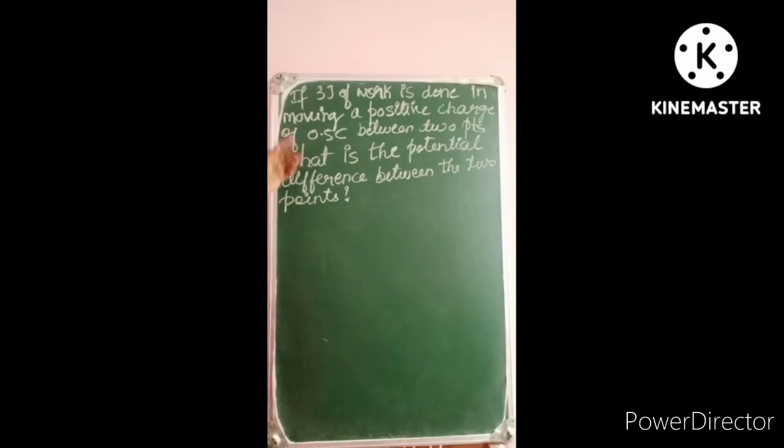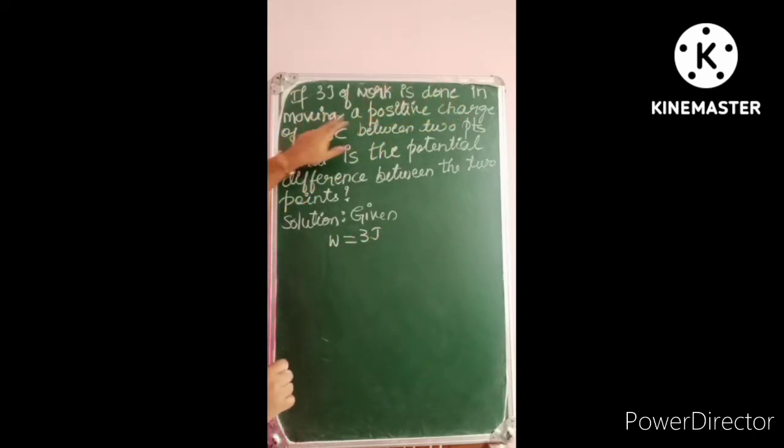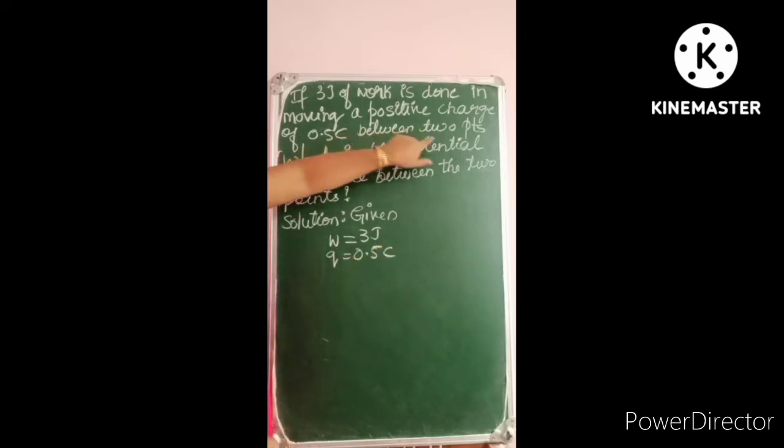While solving the problem, you have to read it twice. Okay, so here if you read the problem, if 3 joules of work, the work is given. Let us write here the solution. In the solution, you have to write down the given values. 3 joules of work means the work of 3 joules is done in moving a unit positive charge of 0.5 coulomb, which means the value of charge is given, 0.5 coulomb between 2 points.